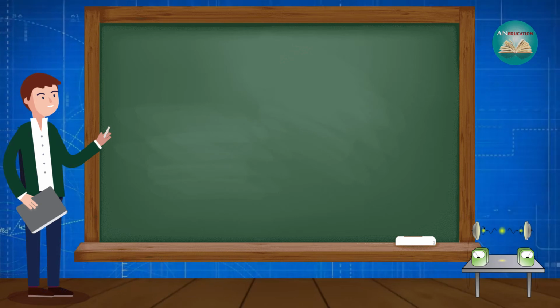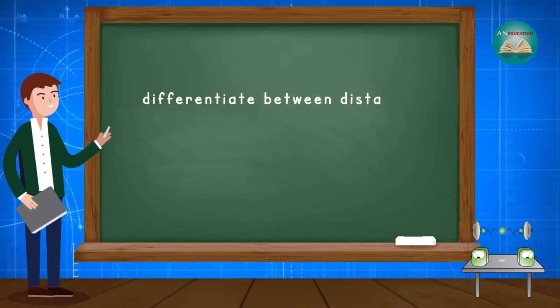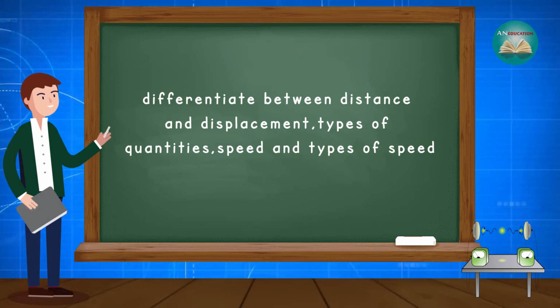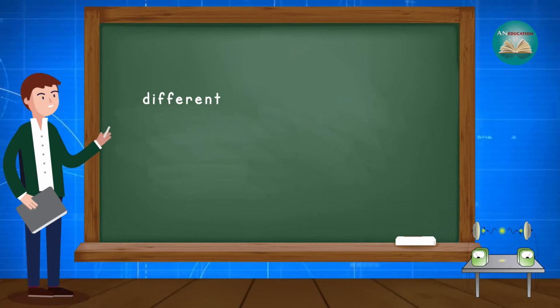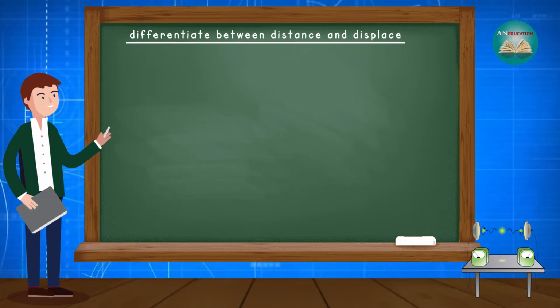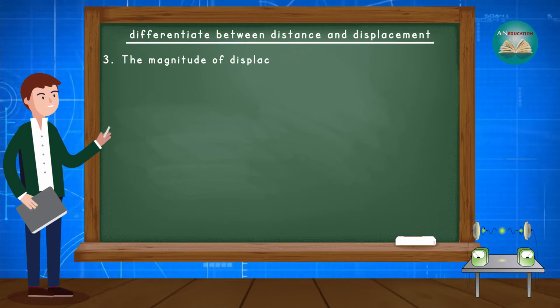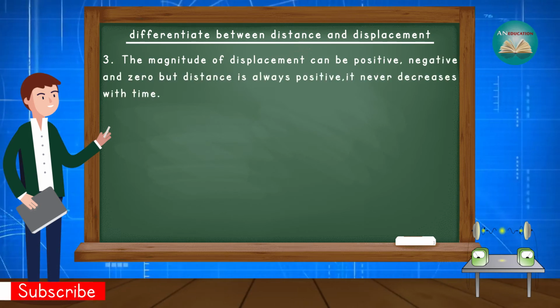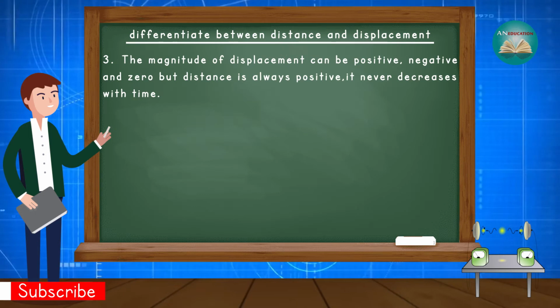In today's lecture, we will discuss the differences between displacement and distance, types of quantities, speed and types of speed. So let's start with the third point of difference between distance and displacement. The third point is that the magnitude of displacement can be positive, negative and zero, but distance is always positive. It never decreases with time.